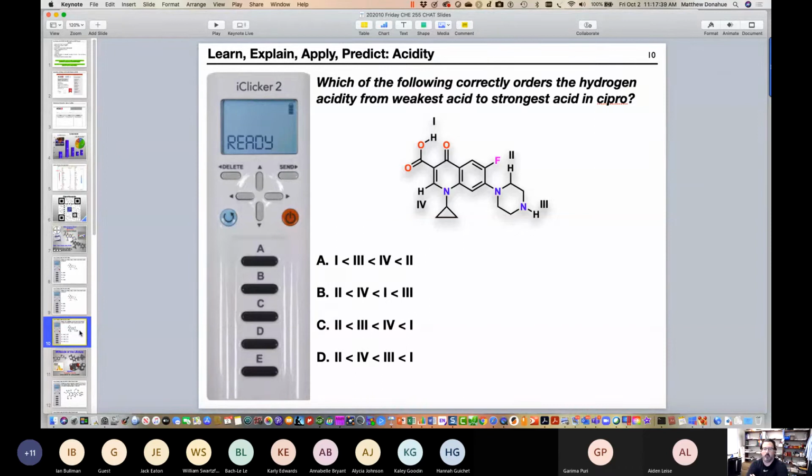So yeah, D as in dog is the correct answer. Again, if we were to quantify this, the alkane is about 50 in terms of the pKa. The alkene is about 45. The amine is 35, and then the acid is 5.